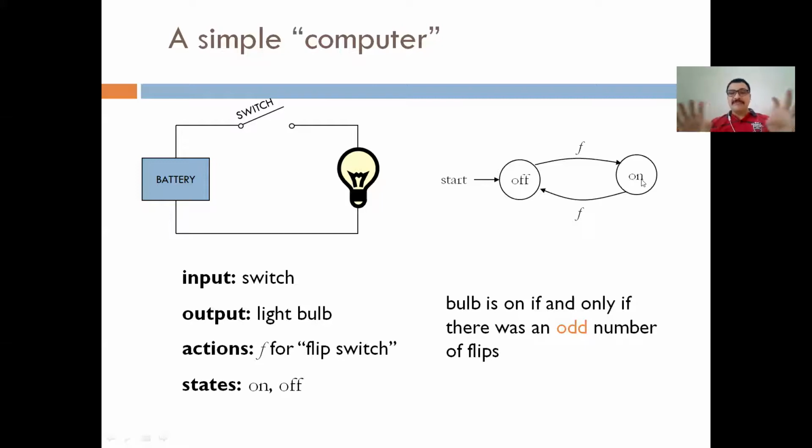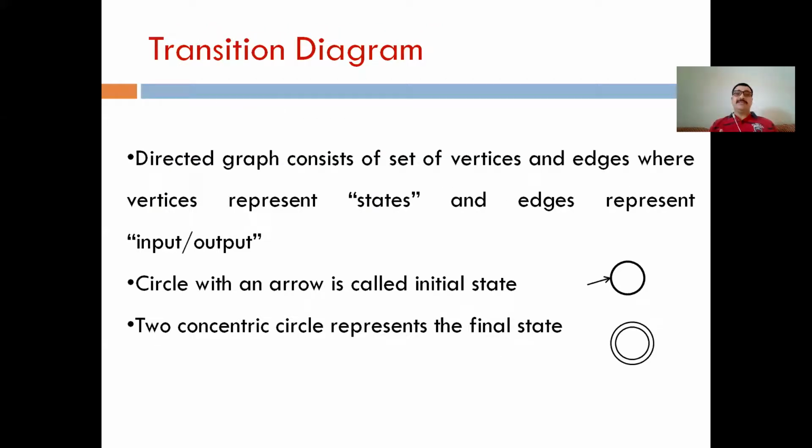So the same working of this simple bulb or this system can be explained by the diagram, and this diagram can be considered as the transition diagram. The simple definition of the transition diagram is, a transition diagram is a directed graph that consists of the set of vertices and the set of edges, where vertices represent the states and edges represent the input or output.